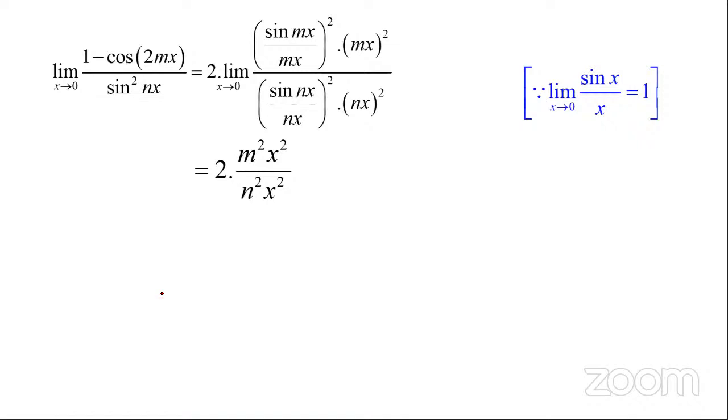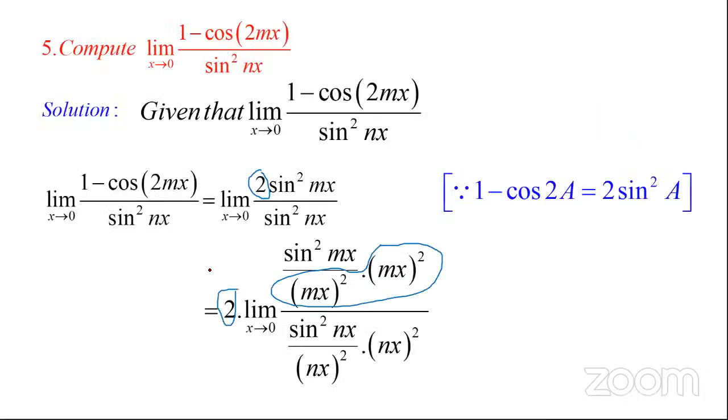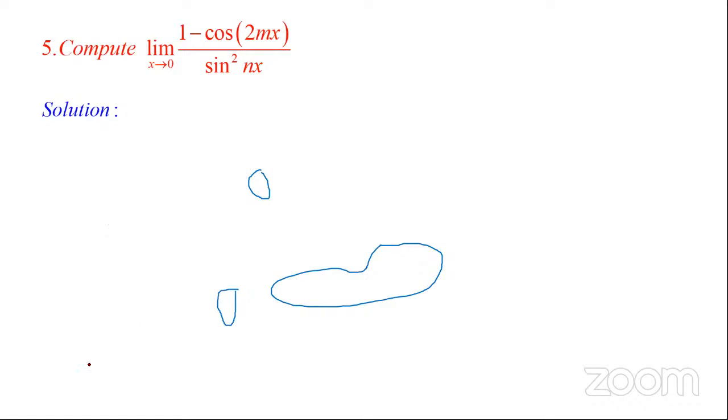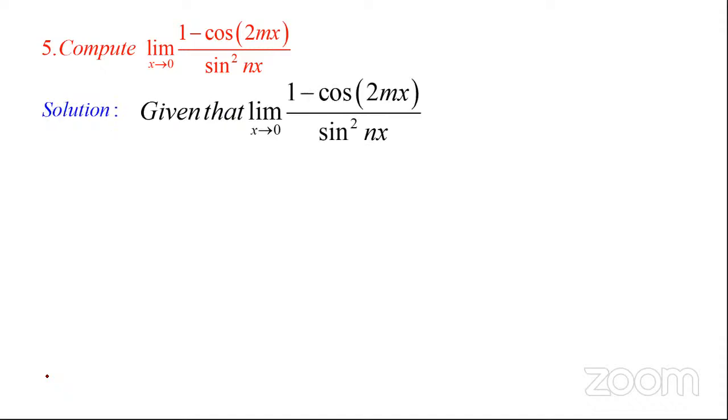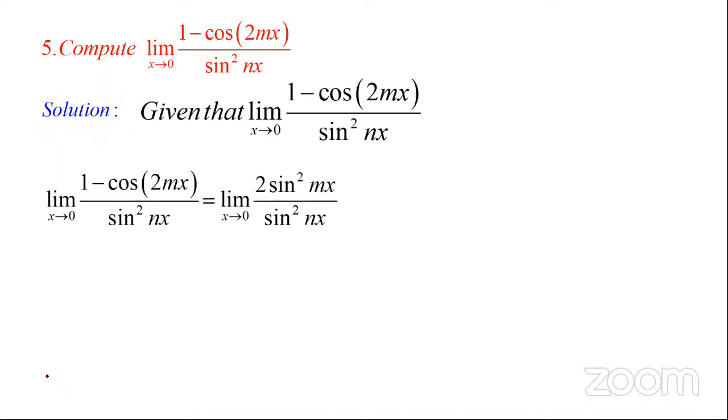So please observe once again. I will repeat this. What is given in the question? Limit x tends to 0, 1 minus cos 2mx by sin square nx. So for that you have to write the given, and the left hand side value equals, how can we write this value? Here 1 minus cos 2mx can be written as 2 sin square mx, using this formula.